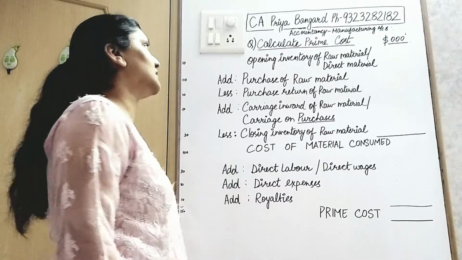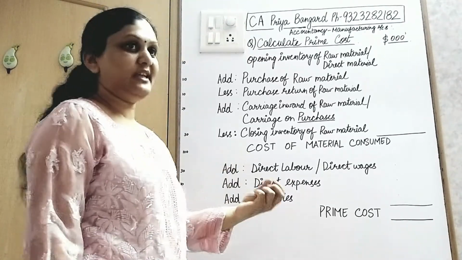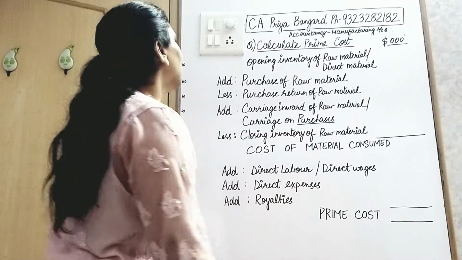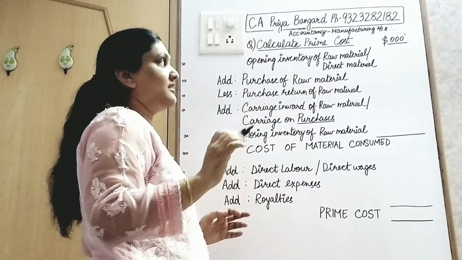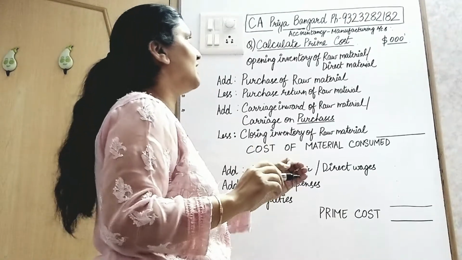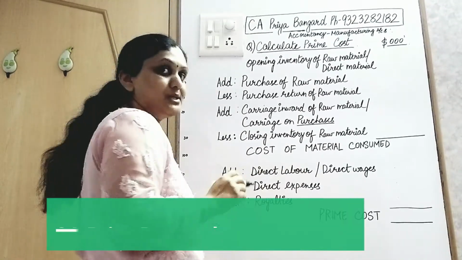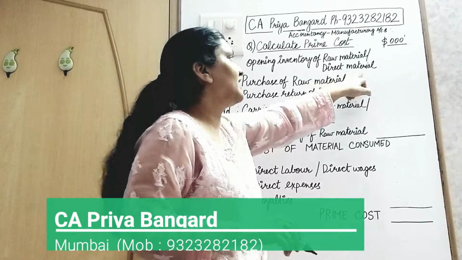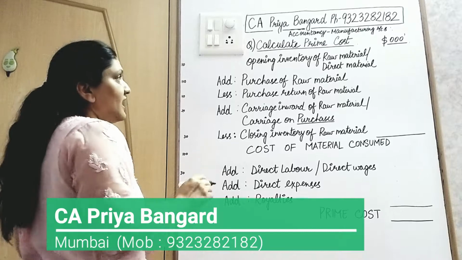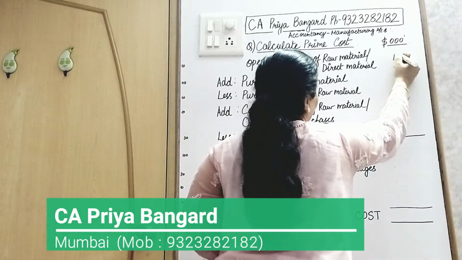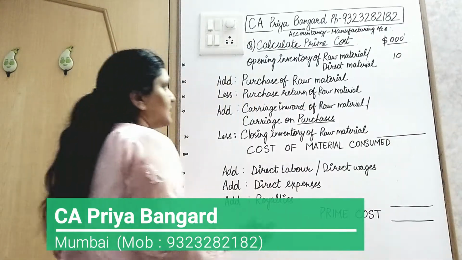Sum in which we will calculate prime cost. So I will take some assumed figures. First, opening inventory of raw material. We start the sum if there is opening inventory of raw material, which is also called direct material. So opening inventory of raw material, say it is given as 10 in thousands.